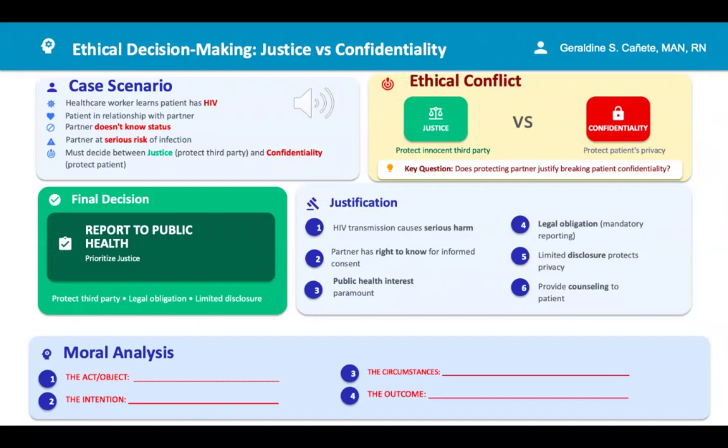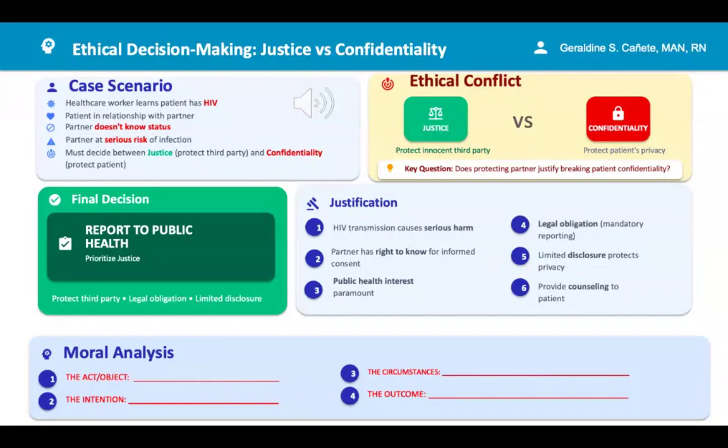Now let's explore ethical considerations. The principle of justice suggests that we should protect vulnerable individuals. Why is protecting an unsuspecting partner from HIV considered a matter of justice? Okay. Next, confidentiality is crucial in healthcare. Why is maintaining patient confidentiality so important? What potential harms could result from breaching it in this case?